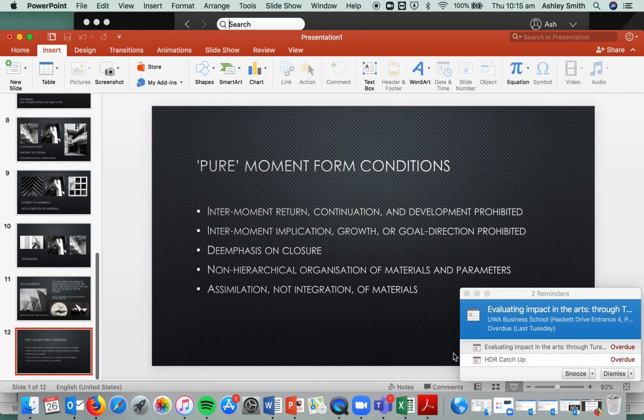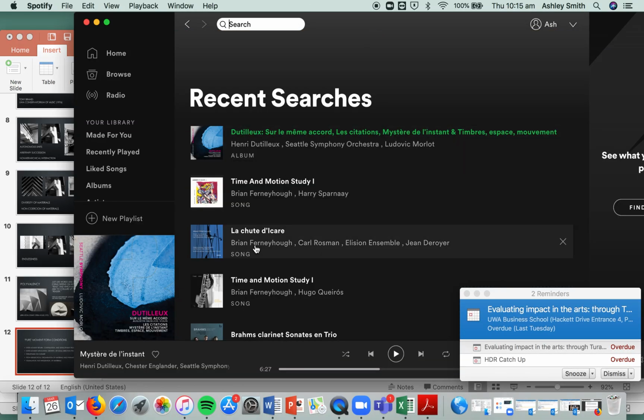So what we're going to do now is I'm going to have a quick play for you of a piece of music which I regard as being a moment form piece. And this is Dutilleux's Mystère d'Instant. This piece was composed between 1985 and 1989 and actually was very different for Dutilleux's compositional approach.